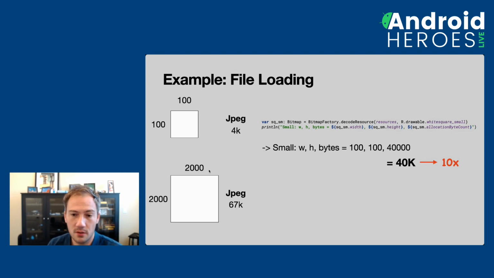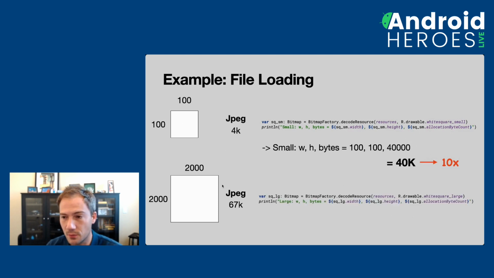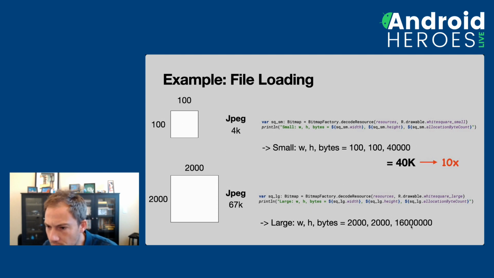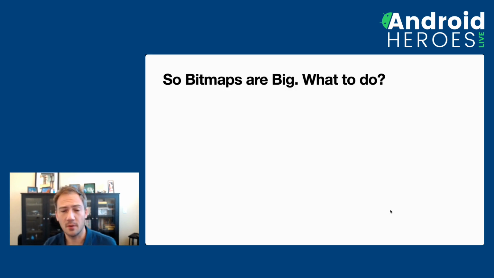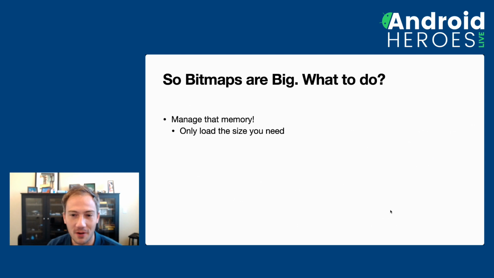Now, if we use a bigger JPEG, like 2000 by 2000, and we do the same thing, we're going to get a different number. So it's 16 megabytes, and that gives us a much bigger ratio, 238-to-1. So again, seeing a small file doesn't mean it's not going to be huge in memory. So bitmaps are big. What should you do? Something you don't want to hear as a Kotlin or a Java developer: manage your memory, right?